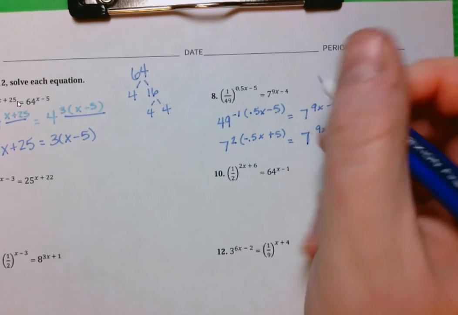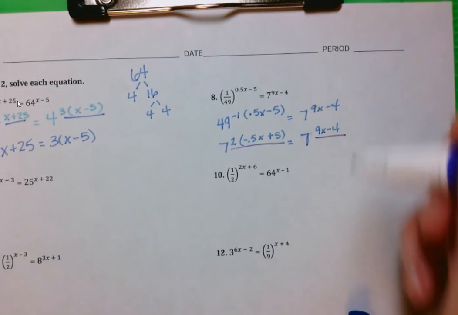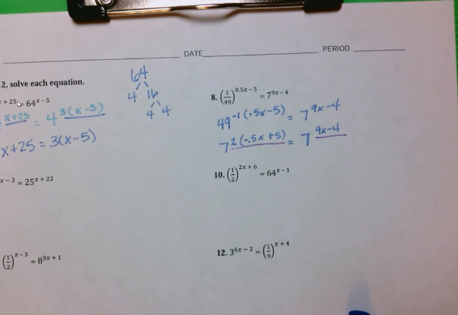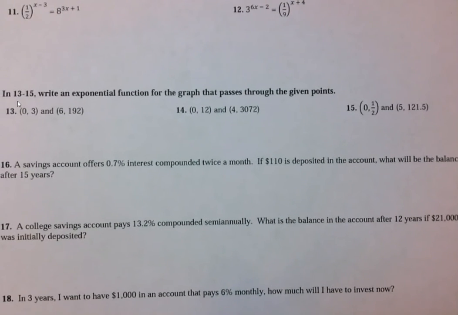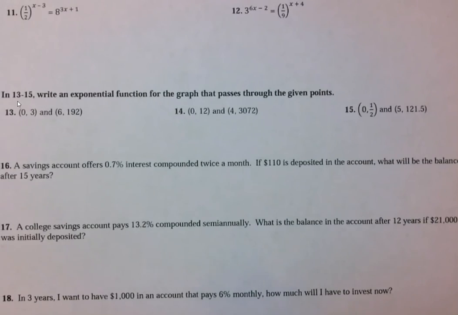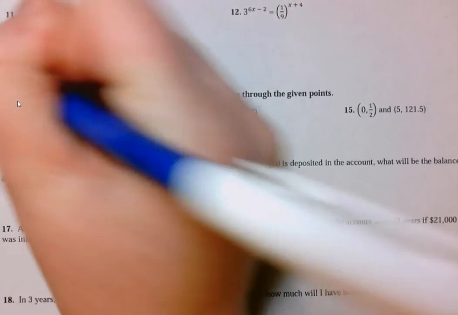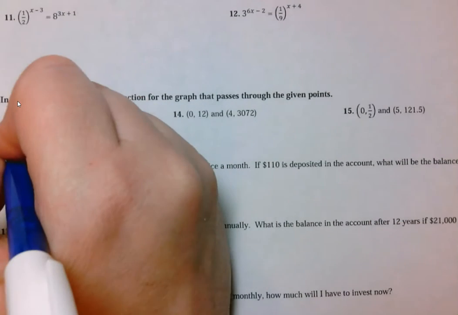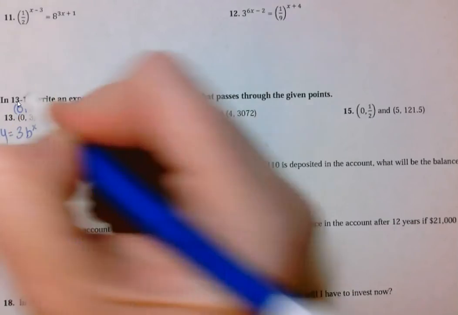9x minus 4. And then now I would take this and this and set them equal to each other and solve. You can't drop your exponents as you go down, you just have to add to them. Alright, write an exponential function. Anything with 0 is your 0 with your a. So you have y equals 3b to the x.